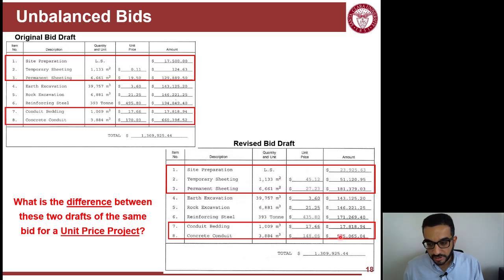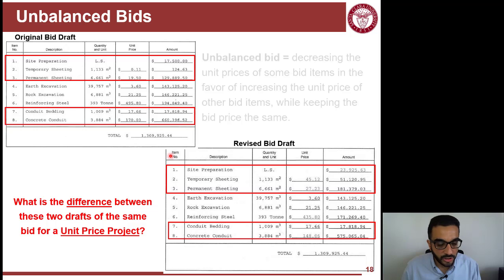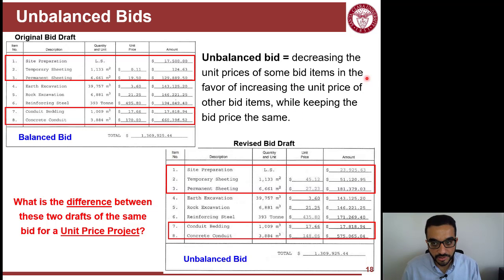We're talking about line item 8 here. In the original estimate, or the realistic estimate of the bid, this was supposed to be 660K. Now they lowered it. So they took some money from this item and assigned it to the first 3 items in a way that makes the total bid still the same. So this is what we call the unbalanced bid. This is an unbalanced bid. This is a balanced bid.